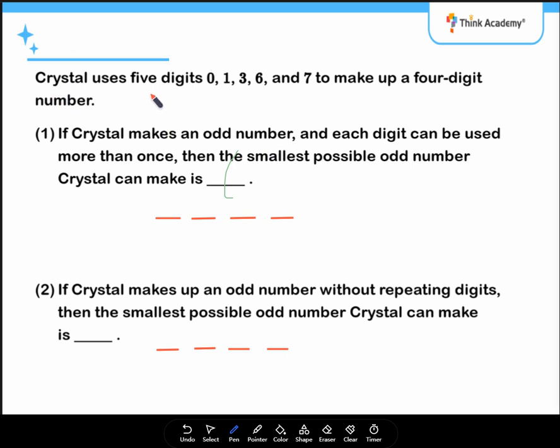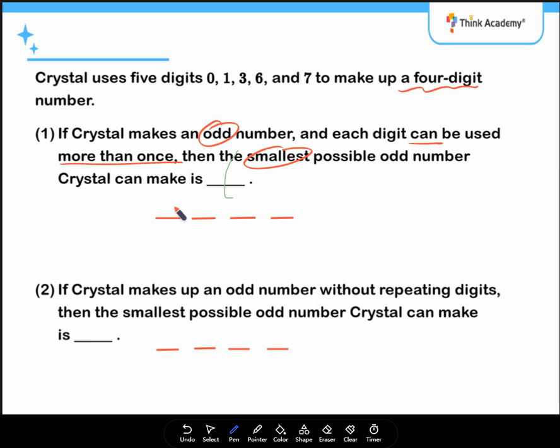So let's read the question together. Crystal uses 5 digits 0, 1, 3, 6, and 7 to make up a 4-digit number. Pay attention, a 4-digit number. If Crystal makes an odd number, and each digit can be used more than once, the smallest possible odd number Crystal can make is blah, blah, blah. So smallest odd number.